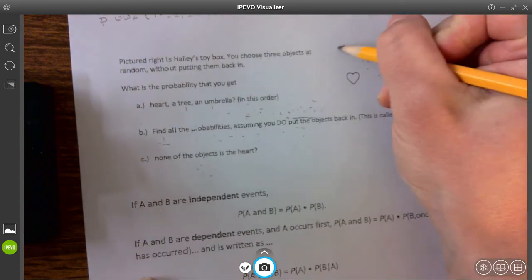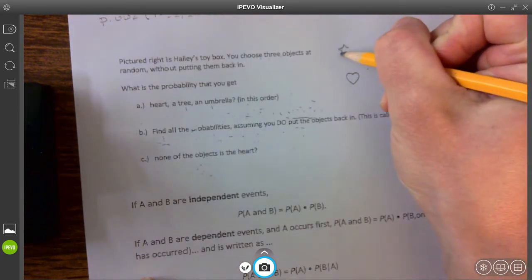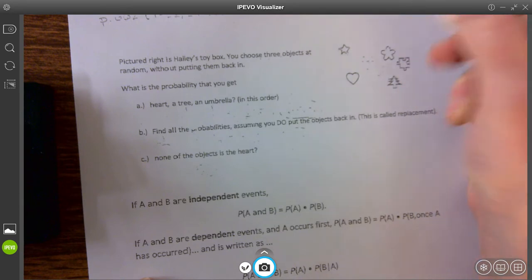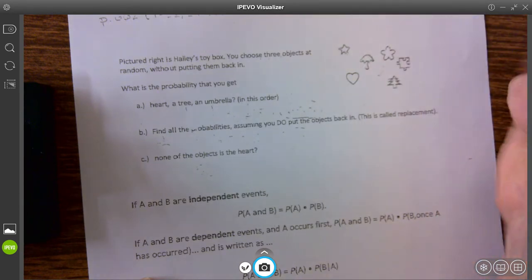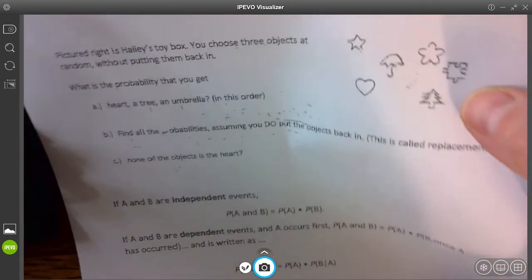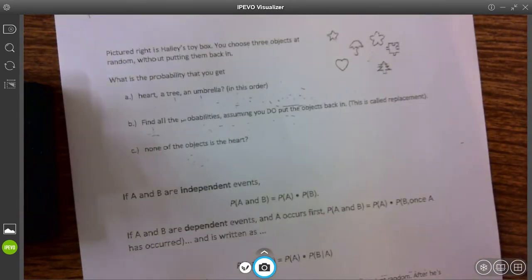Okay. So here's a toy box. Some of the toys faded on the box. That's a star. This is an umbrella. Is that even anything? We'll just go with that.